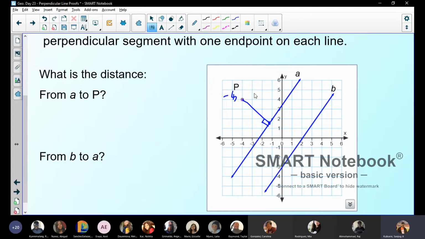If P has coordinates of -4, 4, and this has the coordinate of -1.5 and +1.5, use the distance formula and find the distance between these two points. I'll give you like 30 to 40 seconds or a minute or so. Just find the distance and use chat once you have the answer.